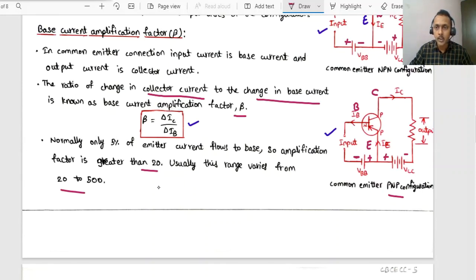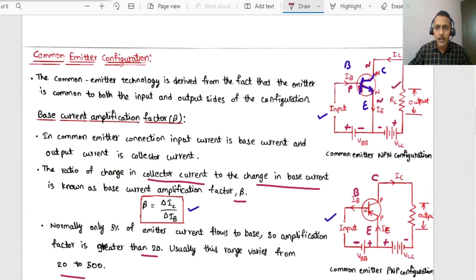These two diagrams are important. While attempting this question in an exam, it is very important to draw the circuit diagram. For the diagram itself, you will get more marks for common emitter configuration. Simply make the emitter common to both the input and output. If it is NPN or PNP configuration, based on that you indicate the polarities. In both cases, emitter base must be forward biased and emitter collector must be reverse biased.